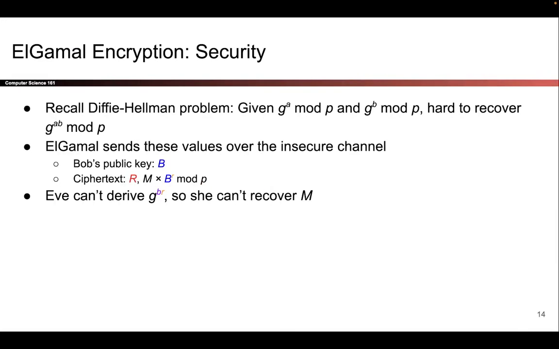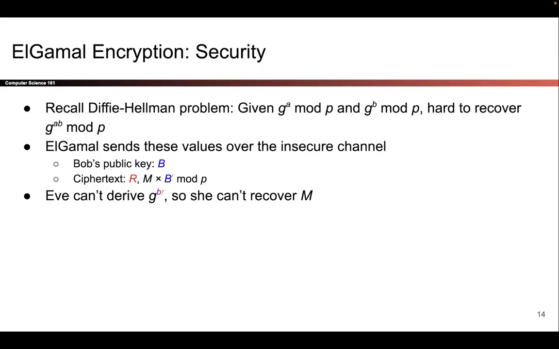The argument for why ElGamal encryption is secure is quite similar to the argument we made for Diffie-Hellman, which makes sense since ElGamal encryption is based on the Diffie-Hellman key exchange. Remember that the Diffie-Hellman key exchange was secure because of the Diffie-Hellman problem, which itself was based on the discrete log problem. The Diffie-Hellman problem goes like this. If someone gives you g to the a mod p and g to the b mod p, it is hard for you to recover the shared secret g to the ab mod p.